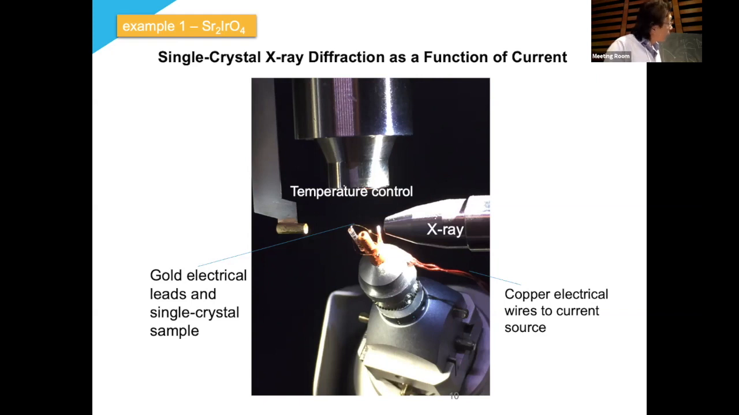source. So what we can do is single crystal X-ray diffraction as a function of current. And also we have this temperature control here. So we can also run diffraction as a function of temperature. So we have 2 parameters that we can change. One is current, the other is temperature.